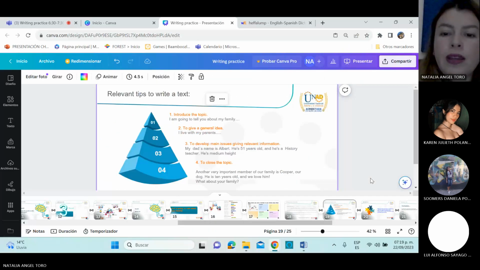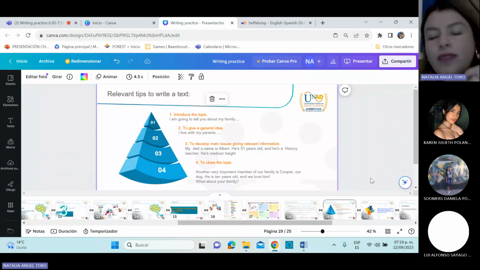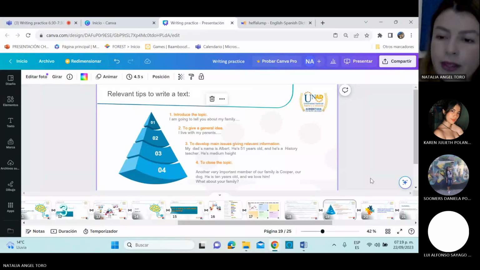So in your home, just a task for your home, try to take the short text that you did and try to complete it. Just trying to follow these 4 items. Any question about that? Any suggestion? Any something to say here? Or maybe you have something to add, algo que agregar a estos ítems.